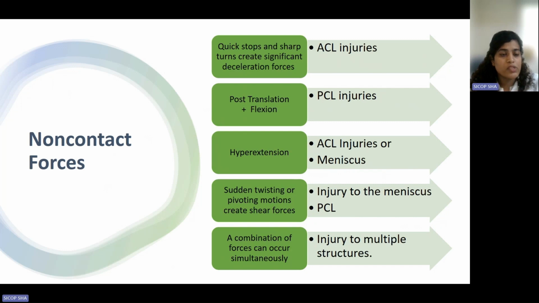Then posterior translation plus flexion, as I said, goes towards PCL injury. If there was hyperextension of the knee while the trauma was occurring, it goes towards ACL injury or meniscal injury. The patient says he was walking and then suddenly he twisted. So sudden twisting or pivoting motion creates shear forces, right? So it goes towards meniscal or PCL injuries. Two or more forces can easily occur simultaneously, and that leads to injury to multiple structures. So you need to figure out properly how you are going to go towards your final diagnosis, right?